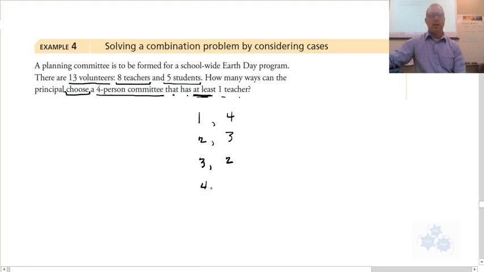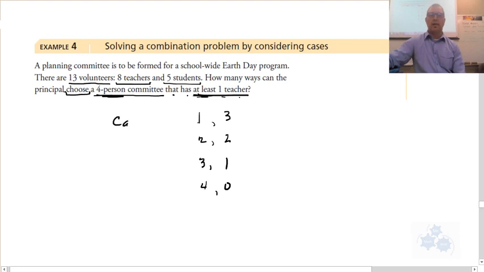Whoops, did I do that wrong? Sorry, it's a 4-person committee. I think I wrote those numbers wrong there. 1 teacher and 3 students, sorry. 2 teachers and 2 students, 3 and 1, and 4 and 0, I guess. So it's got to be a 4-person committee with at least 1 teacher. It doesn't say there has to be at least 1 student. So these are the possibilities.